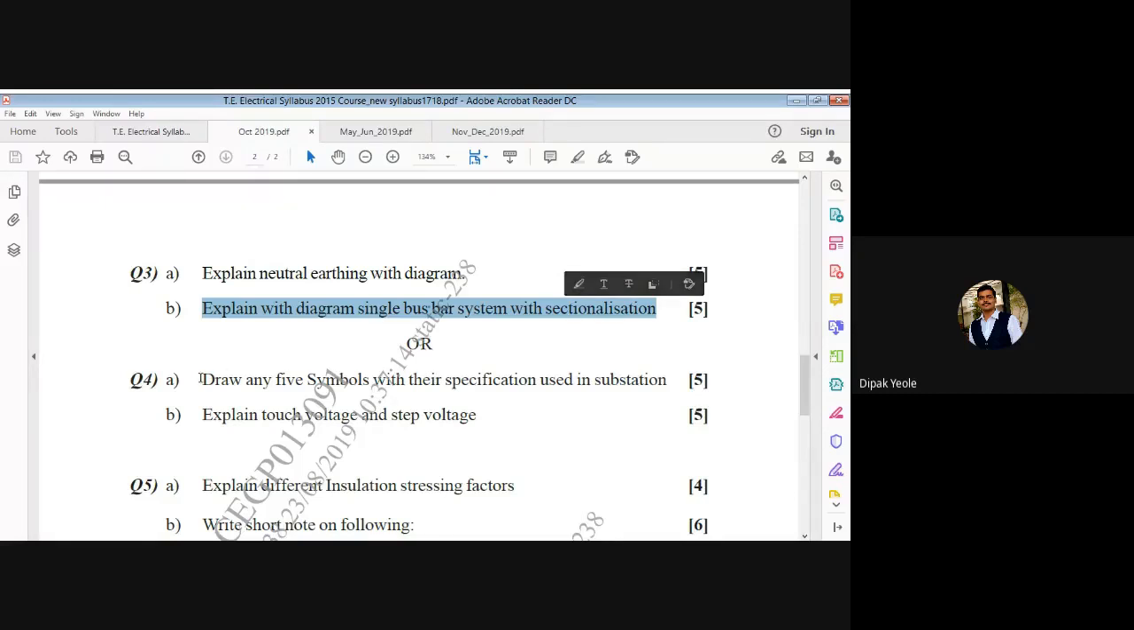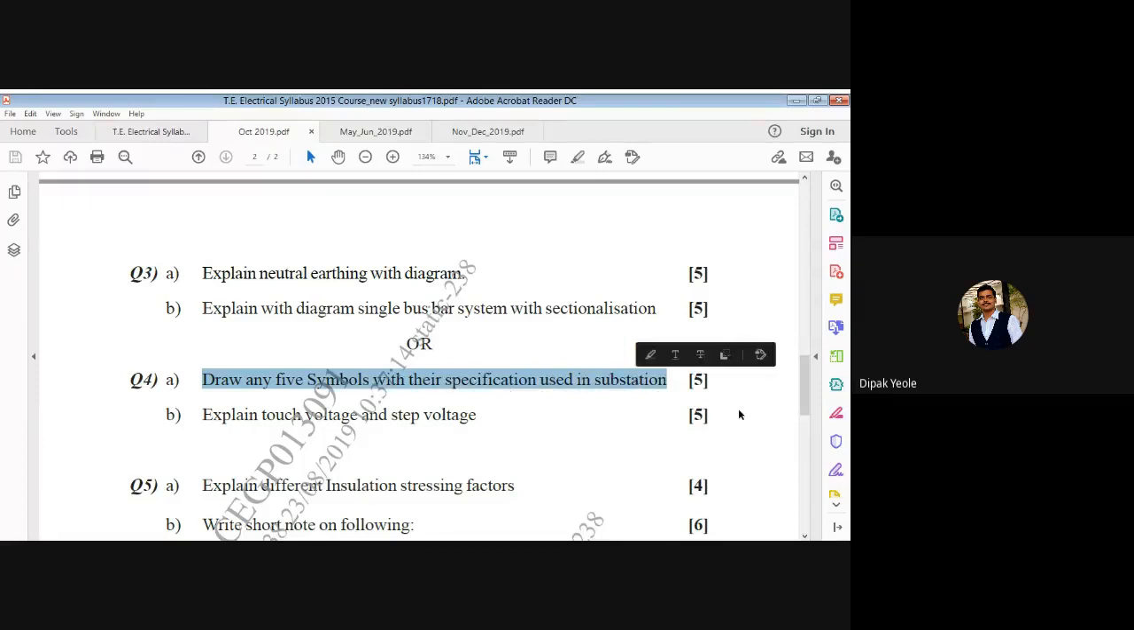Okay, and the fourth question is draw any 5 symbols with their specification used in the substation. You can see this question is of 5 marks, and you have to draw the 5 symbols with their diagrams, and you have to write the specification also. You have to write the rating also. And if you are able to write the application, that will be a wonderful thing for the examiner also. So he will obviously give you full marks.